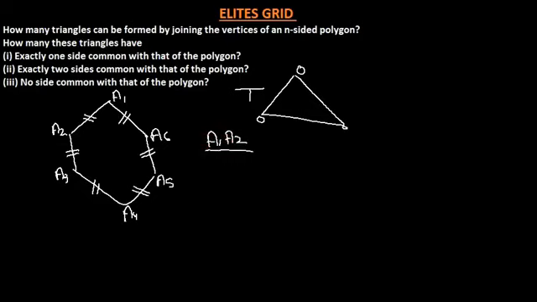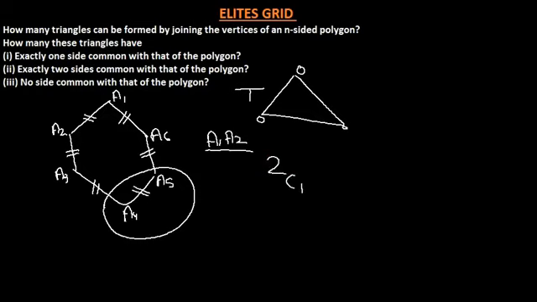When we are selecting the A1, A2 side, we need one more vertex to create a triangle, but we cannot select A3 or A6. If we select A3, then there will be two sides common, A1 A2 and A2 A3. This will be two sides common with the polygon, but we need exactly one side common. We cannot select A6 either, because A1 A2 and A1 A6 would be two sides common. That means out of the remaining 2 points, we will select 1 point. That will be 2C1.